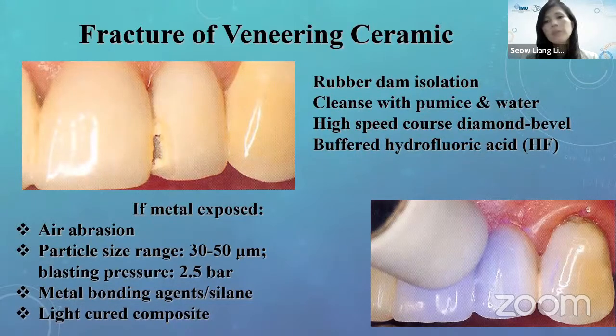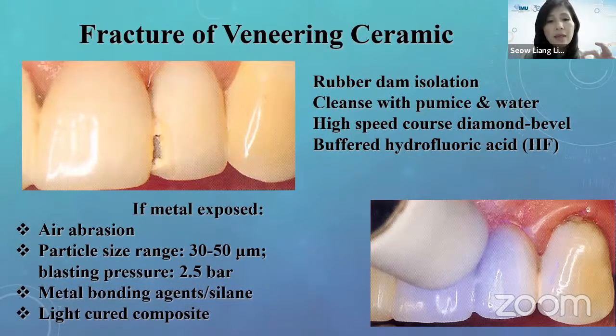We generally cleanse it with pumice and water, and then we roughen the ceramic as well. You can use a high-speed coarse diamond, very gently, just bevel it, roughen it, and then we apply a buffered hydrofluoric acid, generally around 8–9% or so. If there is metal exposed, to increase the success outcome, we can air abrade them. You have a lot of different systems that would enable you to do air abrasion chairside, for example, CoJet or AquaCare.